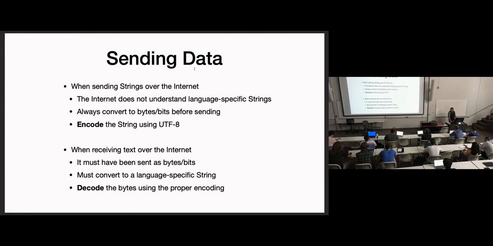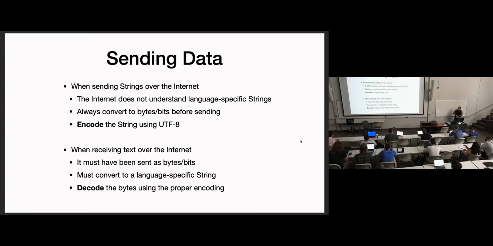So when we're sending strings over the internet, we have a string that's language specific. A string doesn't exist over the internet. The internet doesn't know what a string is. String is language specific. It's not till it hits our code that we interpret bytes as a string and have this concept of a string or an array of characters.